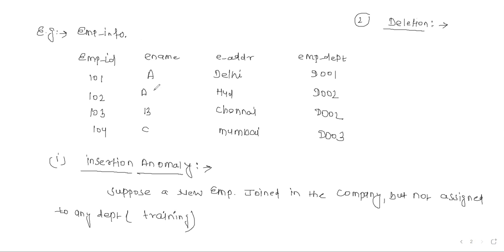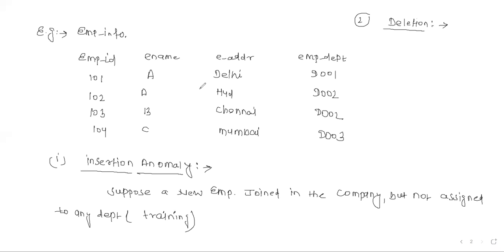But if I do so, what will happen? Maybe I want this A to be removed. But this A is coming twice, and if you remove the record related to the employee name A, it means two records will be deleted which are not dependent on each other. They are both separate records. One is one person, another is another person.